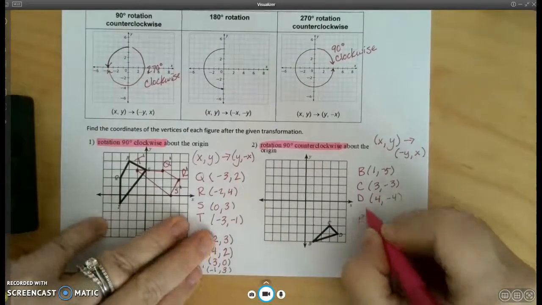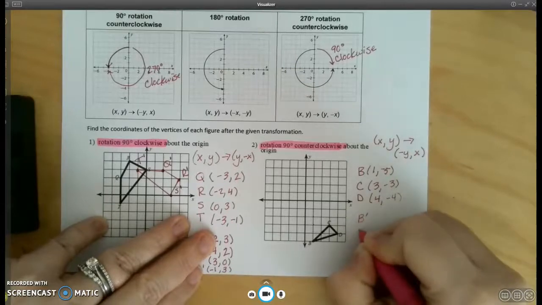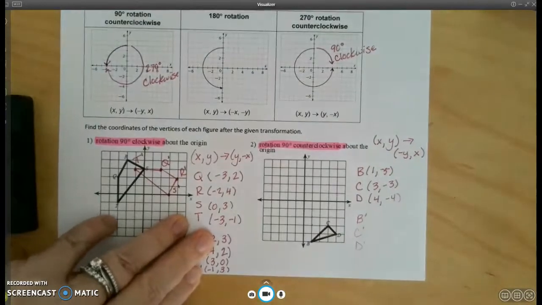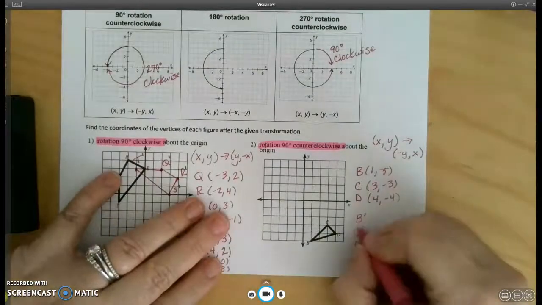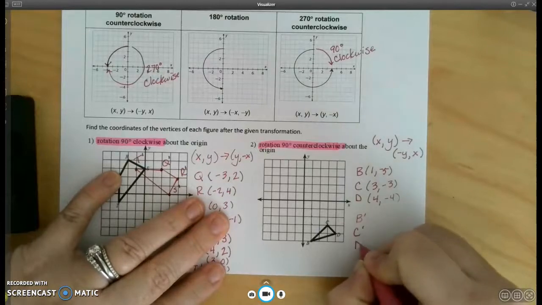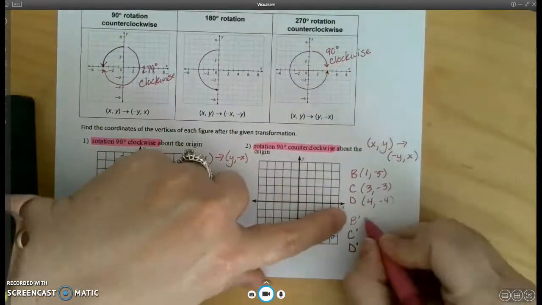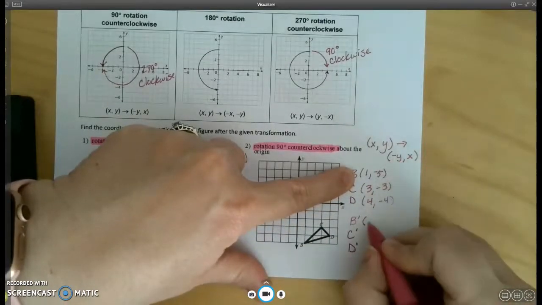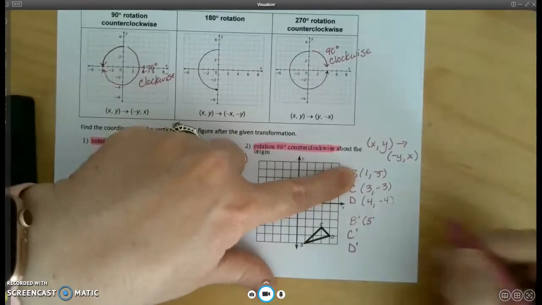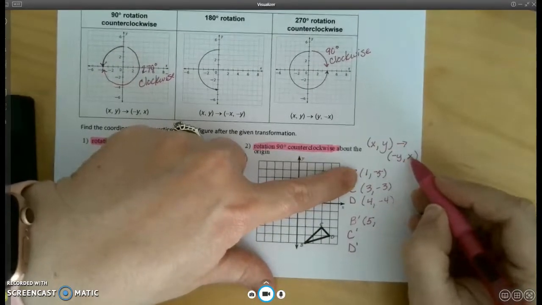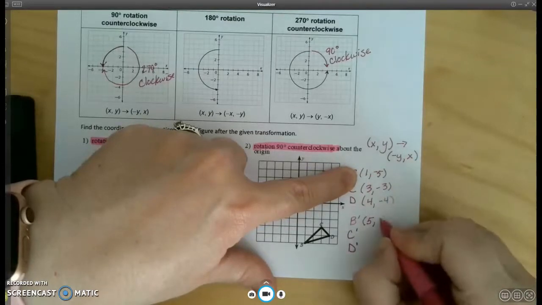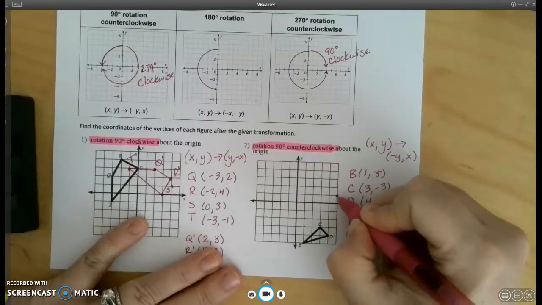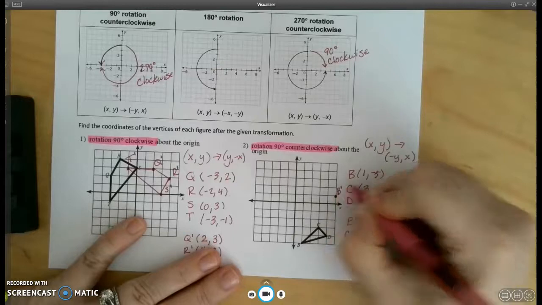So let's see how this is going to change. To get B prime, C prime and D prime, let's see what I can do. Okay, B prime, C prime, D prime. So it's saying you take the opposite of Y. So if Y is negative 5, it's going to become a positive 5, and that gets listed first. And then X stays the same, it just becomes the second number in your ordered pair. So (5, 1). That is my B prime.